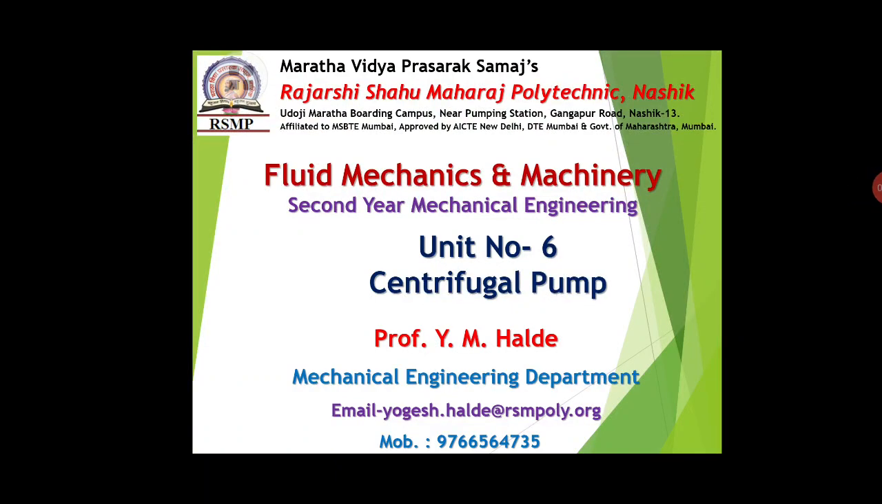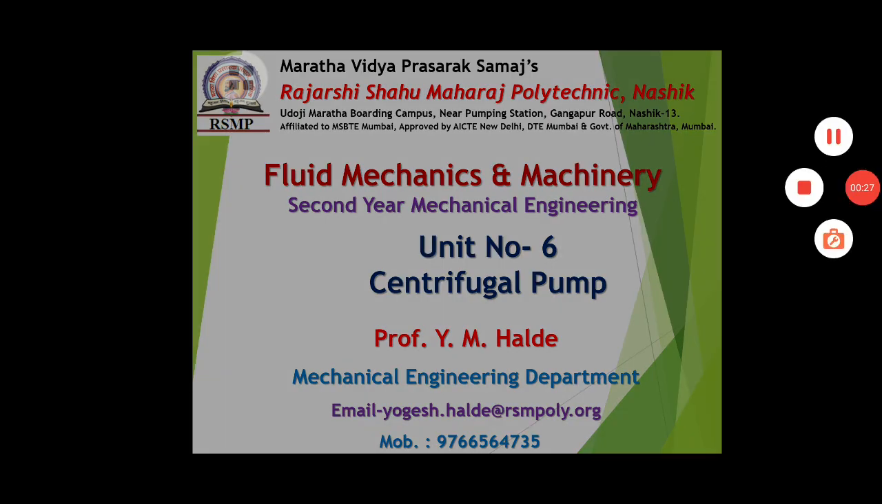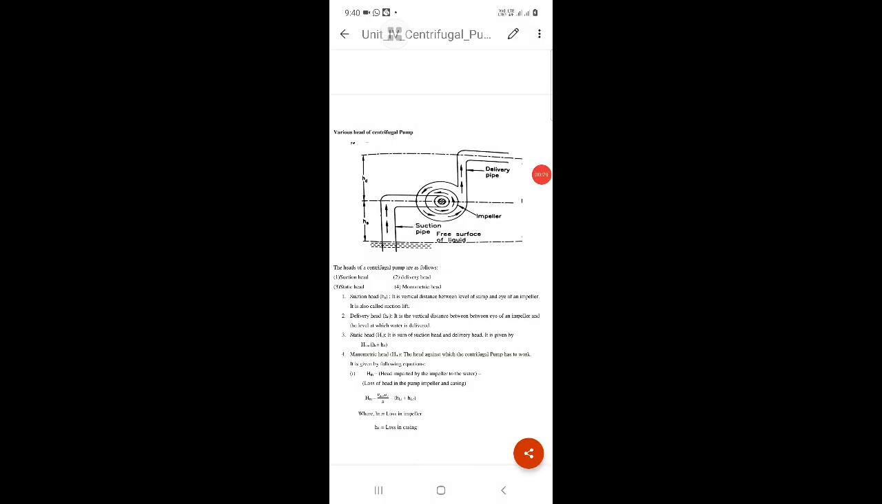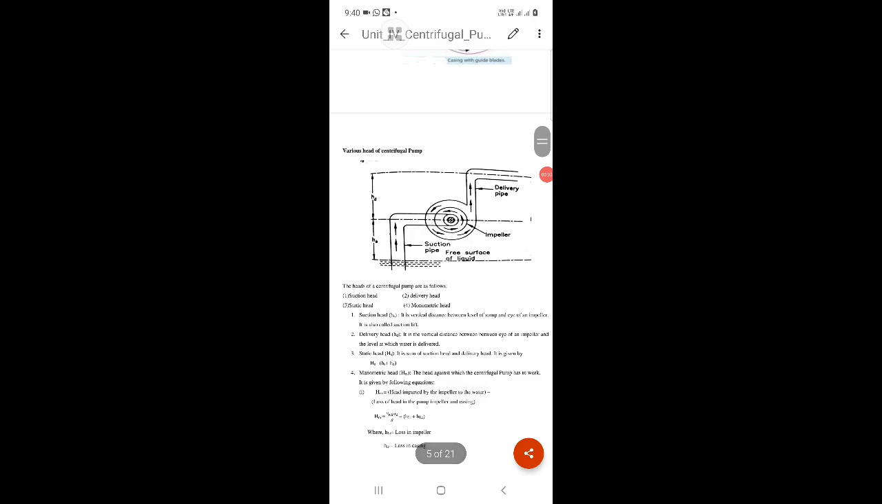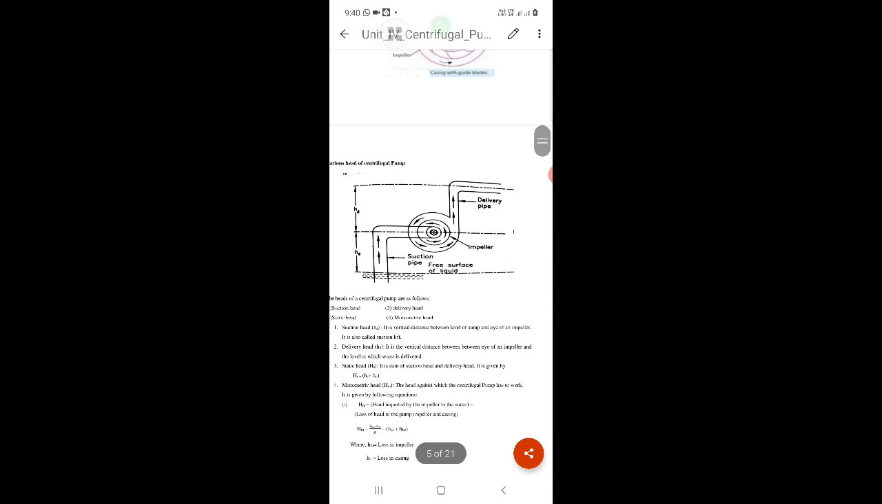Today we are presenting the centrifugal pump. In today's lecture we will discuss various heads of the pump and the velocity diagram. So let's start with the various heads and velocity diagram. Let's firstly draw the various types of head. There are the suction head, delivery head, static head and manometric head. Firstly, draw the diagram.